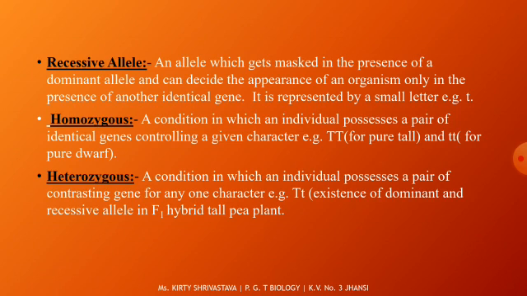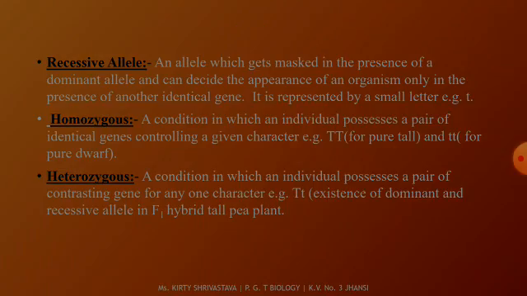Whereas when an individual possesses a pair of contrasting genes or alleles for a particular trait, the condition is called heterozygous. For example, capital T and small t are two different alleles of a gene which control height. Here both dominant and recessive allele exist together, but the one which is dominant gets expressed.